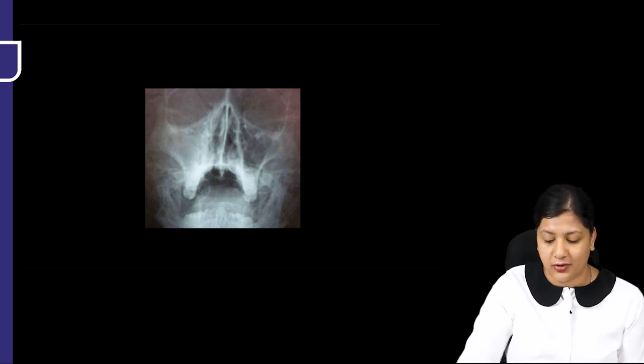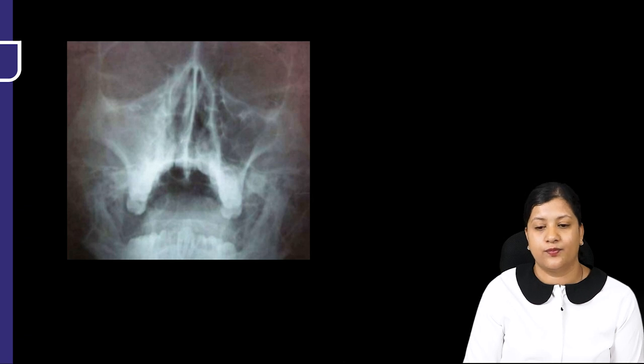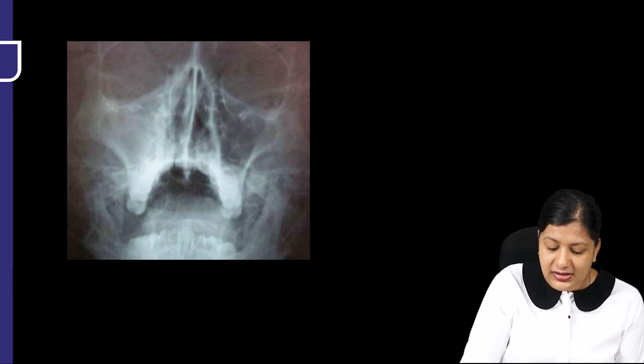Now let's see some of the pathologies. Now let us understand certain landmarks before we go to the pathologies. So if you see this view, you know this is the occipitomental view or chin up position and it is showing you maxillary sinus. Okay, so this is your right maxillary sinus.